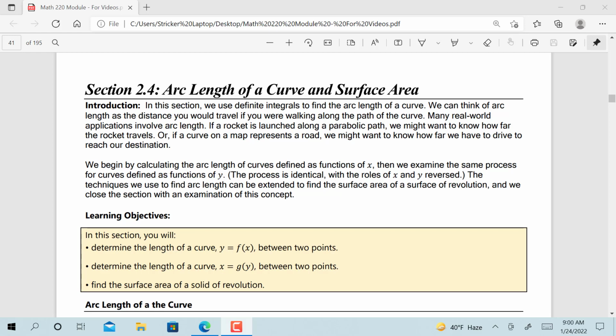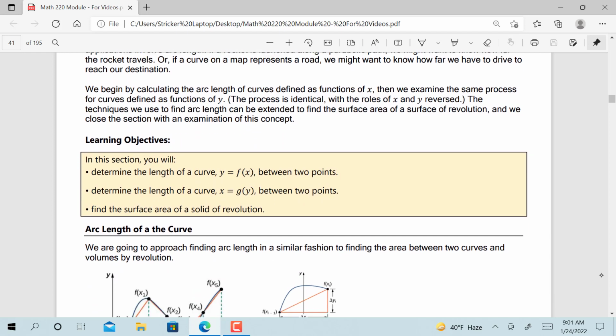For example, one which is talked about here in the introduction might be that if a rocket is launched along a parabolic path, we could use arc length to find how far the rocket travels. And then at the end, in the second video, we're going to talk about finding the surface area of a solid of revolution. So let's jump in and look at arc length.